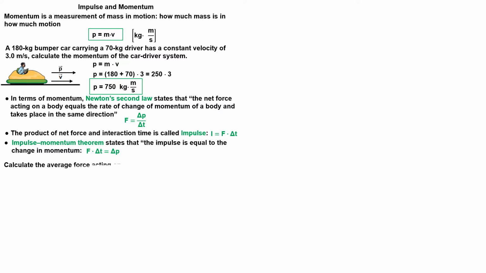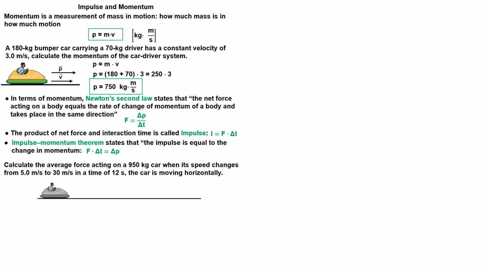Calculate the average force acting on a 950 kg car when its speed changes from 5 to 30 meters per second in a time of 12 seconds. The car is moving horizontally. The problem gives the initial and final velocity, and the two velocities are in the same direction. Use the Impulse-Momentum Theorem to calculate the magnitude of the force.